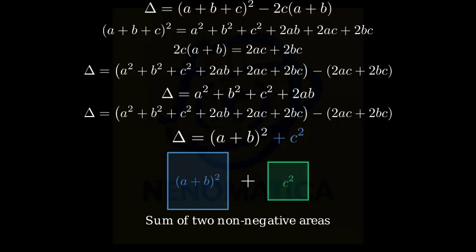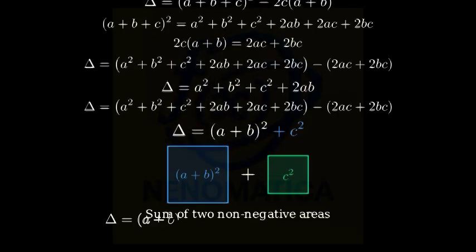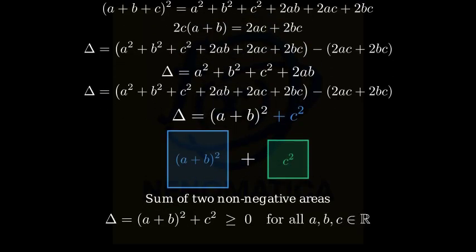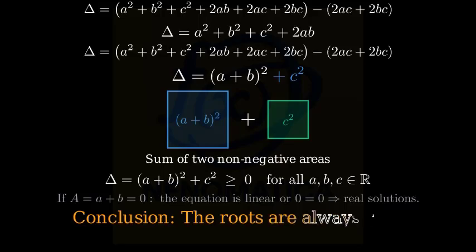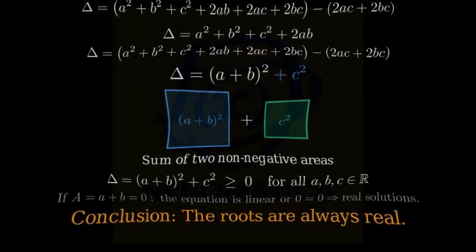Since squares of real numbers are always non-negative, delta is greater than or equal to 0 for all real a, b, and c. If a + b equals 0, the equation is linear or identically 0, which still has real solutions. Therefore, the roots are always real.